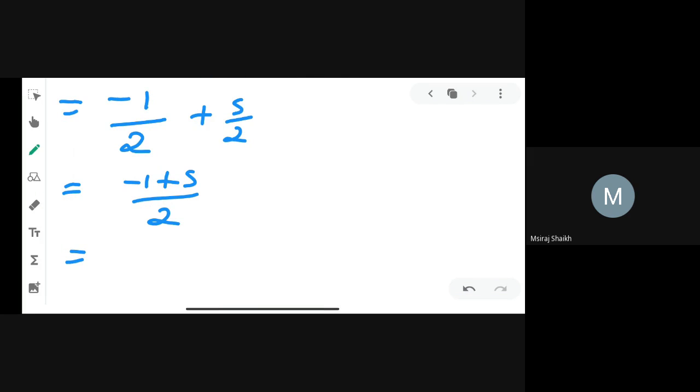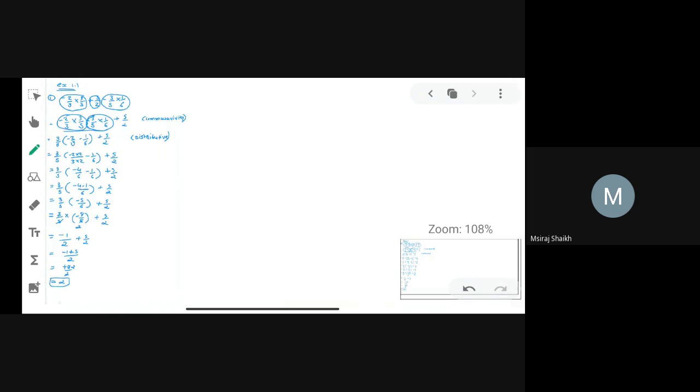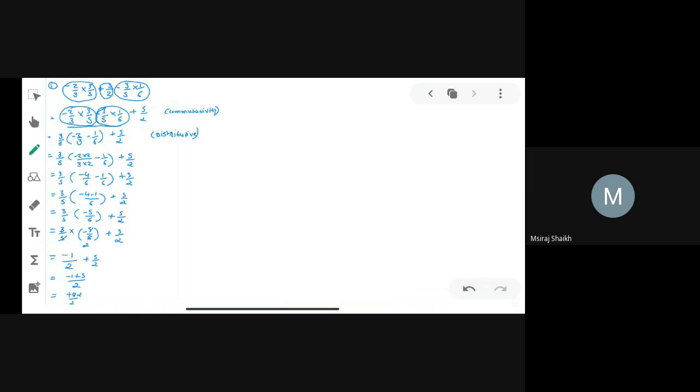Minus plus, and we have to write down the sign of the bigger number, and the bigger number is 5, so it is positive 4 divided by 2. So what is the answer? 2 twos are 4. So our final answer is 2. Clear, all of you? Yes. So like this, we are using the appropriate property to solve this question. Okay?